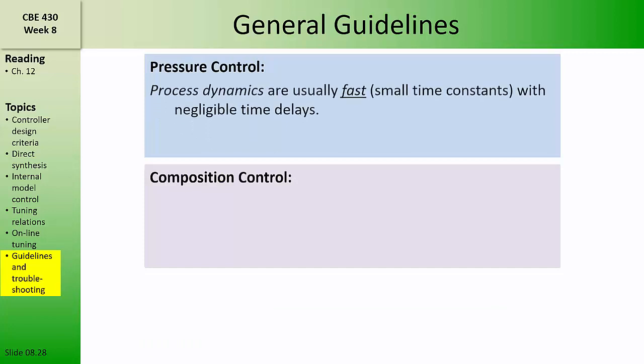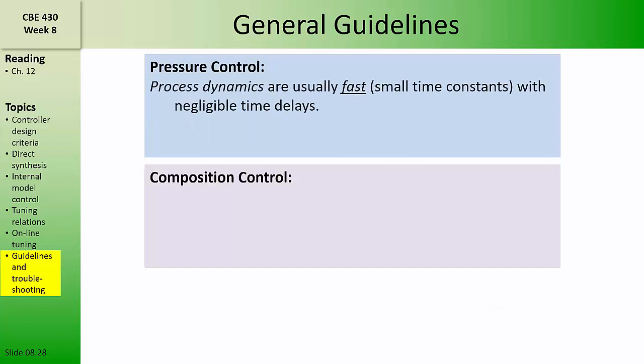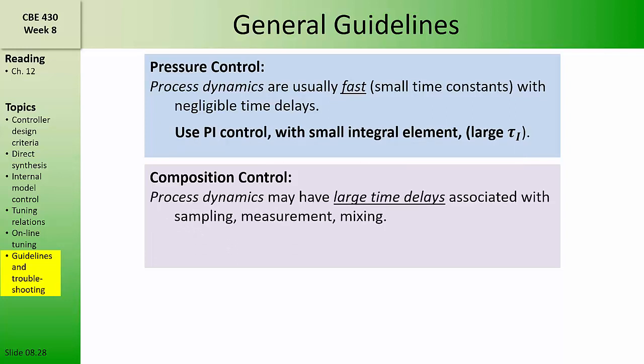For pressure control, process dynamics are also usually very fast, similar to flow control. That is, they have small time constants with negligible time delays. PI control can be used with a small integral element, that is, a large value of tau I. For composition control, process dynamics may have large time delays associated with sampling, measurements, and mixing. Often this also requires advanced control strategies that we will talk about later on in the semester.